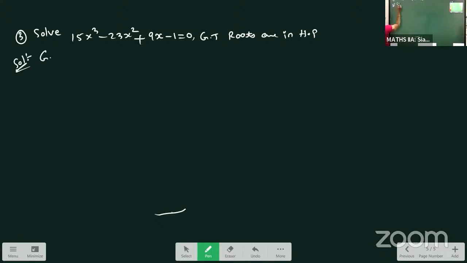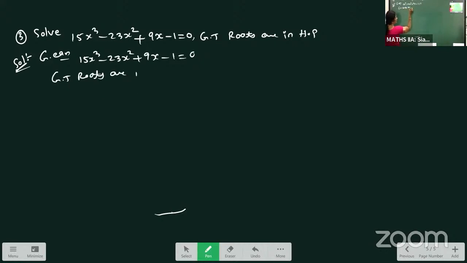Same, take the given equation. Given equation is 15x cube minus 23x square plus 9x minus 1 is equal to 0. What is given? Given that roots are in HP. When roots are in HP, we do not have any particular root to take. So you have to convert the HP equation into AP. For that, put x is equal to 1 by y. Go to the equation and substitute.